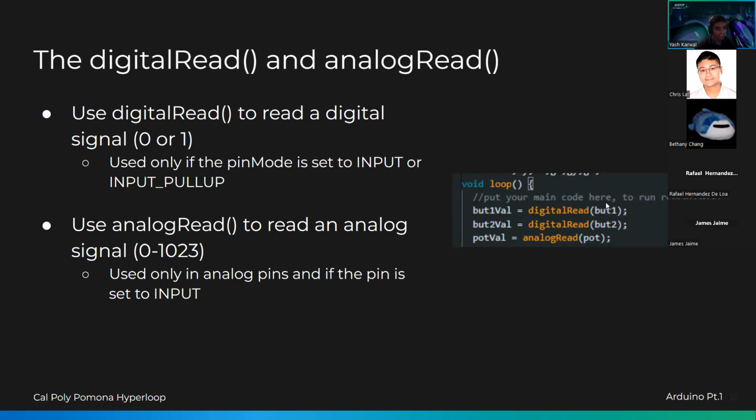So you put your variable here or your pin here, and it'll read that one. digitalRead will give zeros and ones. analogRead from your analog pins can read 0 to 1023.